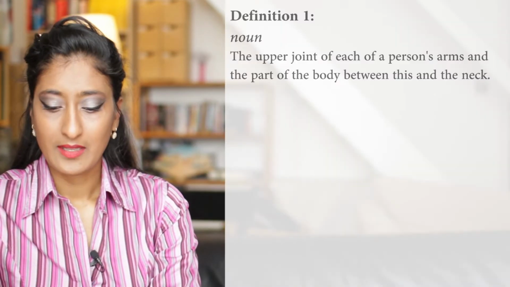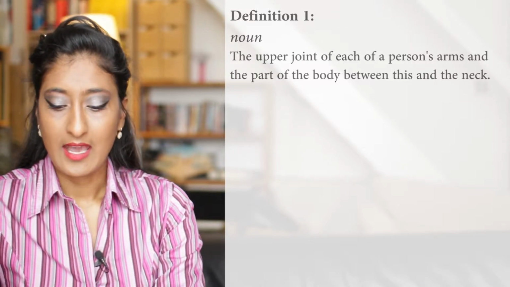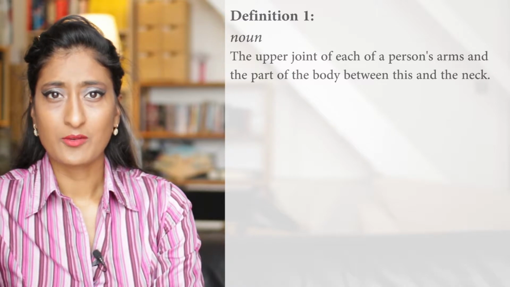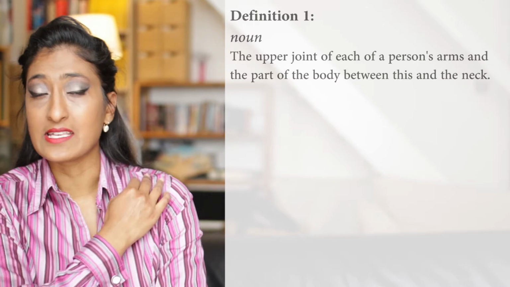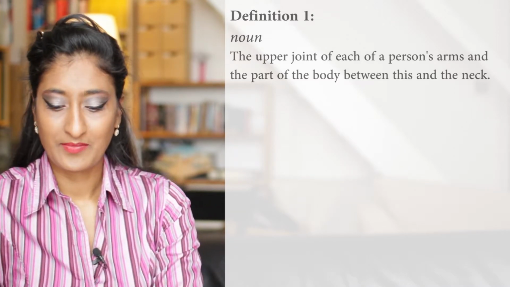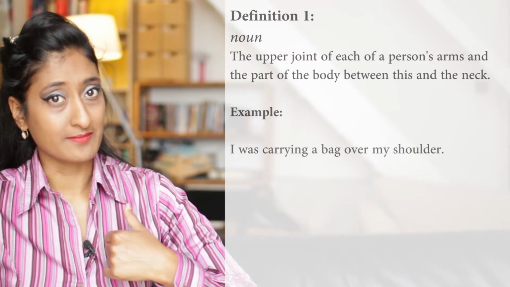So let's get started. Definition 1. The upper joint of each of a person's arms and the part of the body between this and the neck. So just clearly the shoulder is this part here. This is my shoulder. Here's an example sentence. I was carrying a bag over my shoulder.